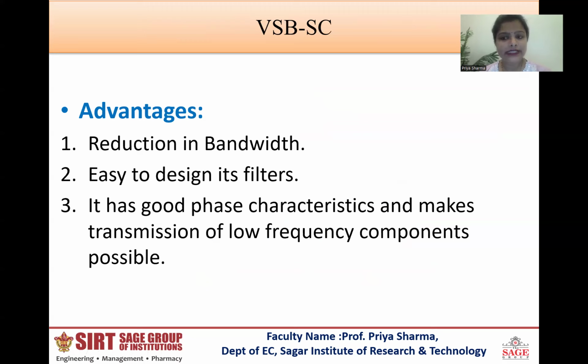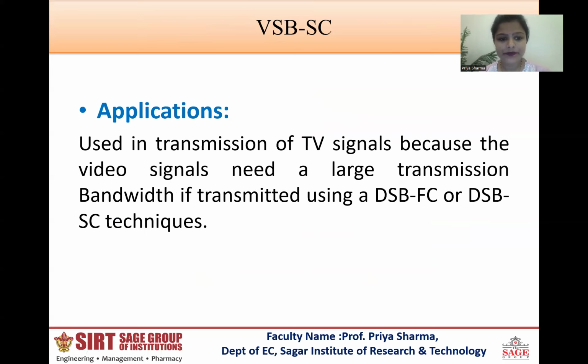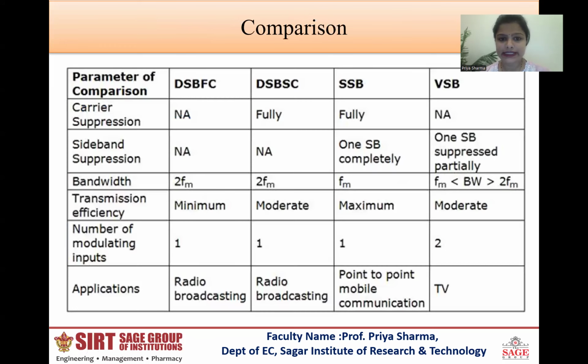The bandwidth will be slightly greater than SSB, but less than DSB-SC or DSB-FC. It is easy to design its filters. It has good phase characteristics and makes transmission of low frequency components possible. Applications: it is used in transmission of TV signals because video signals need a large transmission bandwidth if transmitted using DSB-FC or DSB-SC techniques.